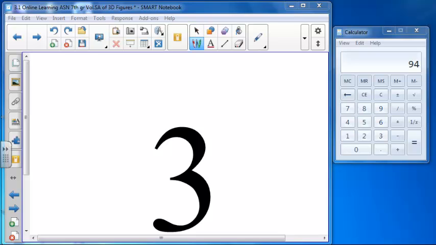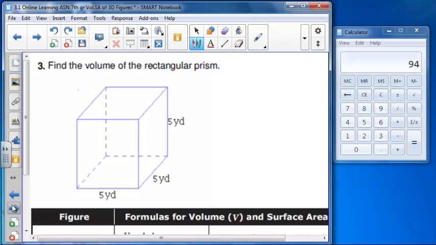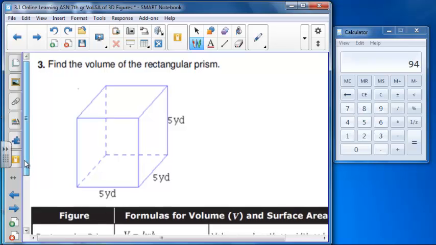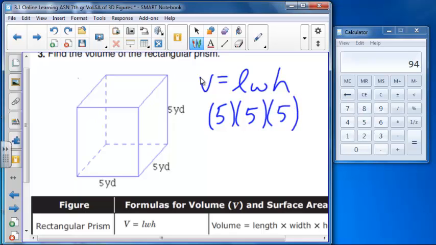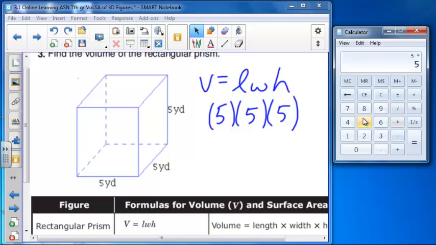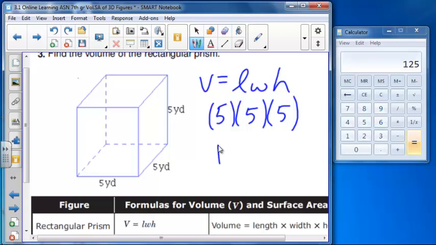Okay, on to question 3. Find the volume of the rectangular prism. The volume formula is length times width times height. This is a cube. The length is 5, the width is 5, and the height is 5. The computation, 5 times 5 times 5, gives us a volume of 125 cubic yards.